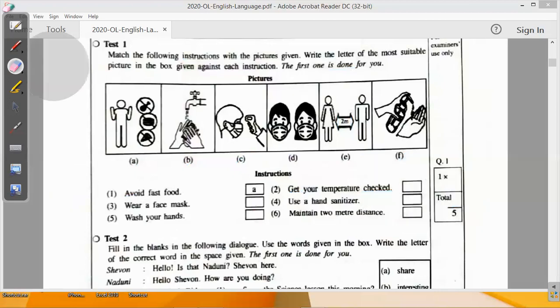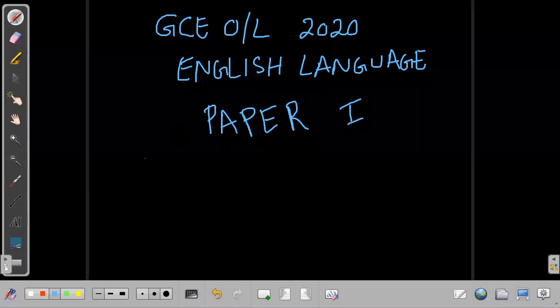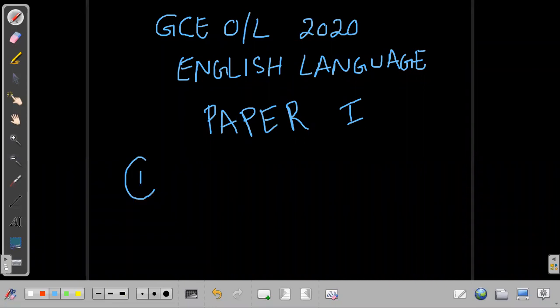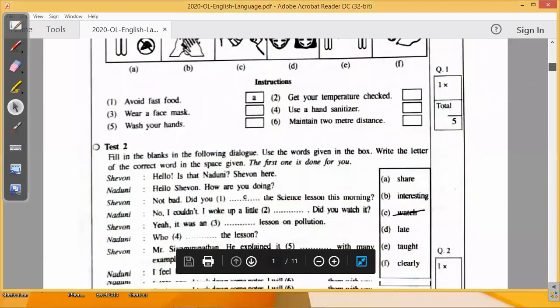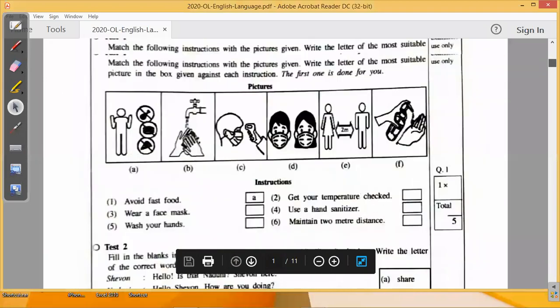Now let's move on to the second one. Right, now we have done the first question. Now let's move on to the second one. So I'm going to change the screen again. Right, let's take a look at the second one.